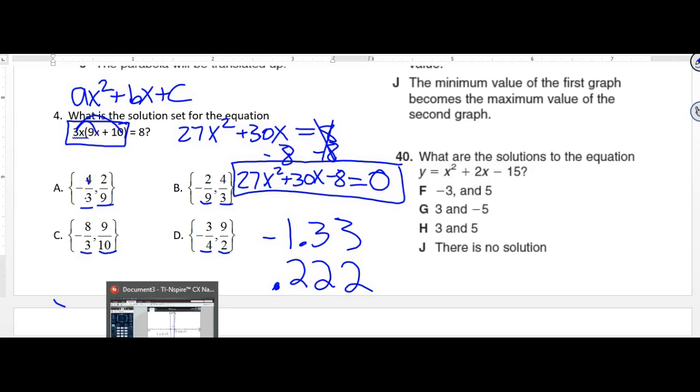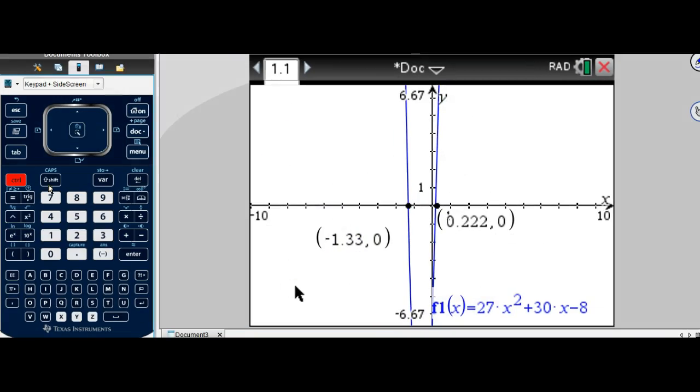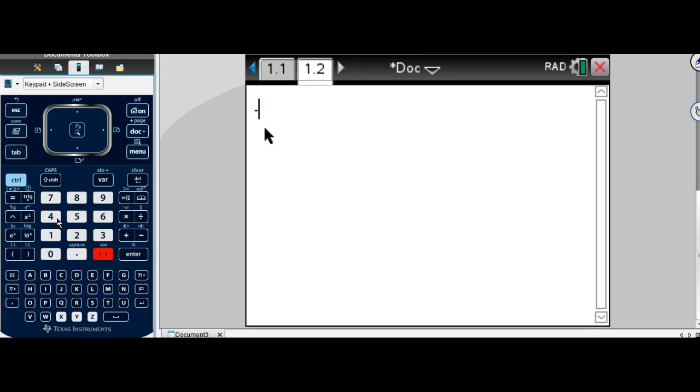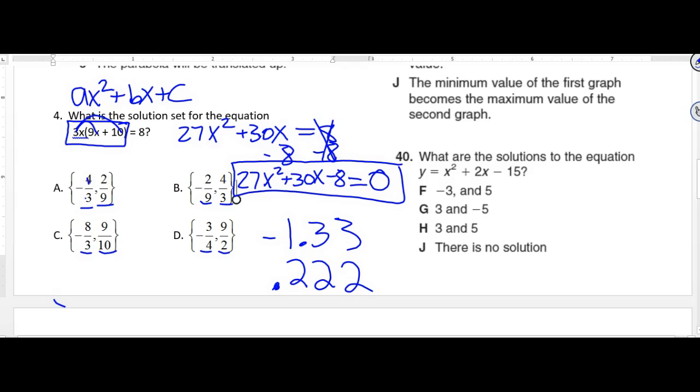When I go to my calculator, new page, calculator, negative 4/3, Control Enter, changed it to a decimal. That's negative 1.33. That was looking good. I then have, I think it was 2/9. Control Enter, 0.222. That looks like answer choice A is it.